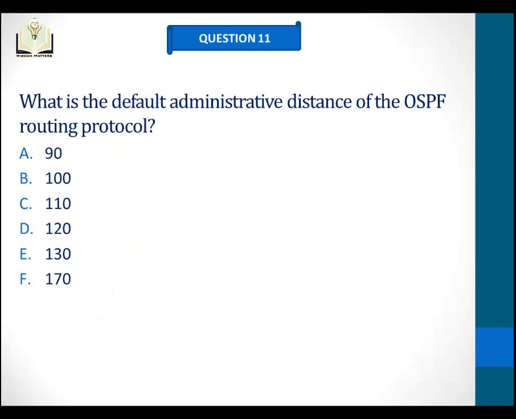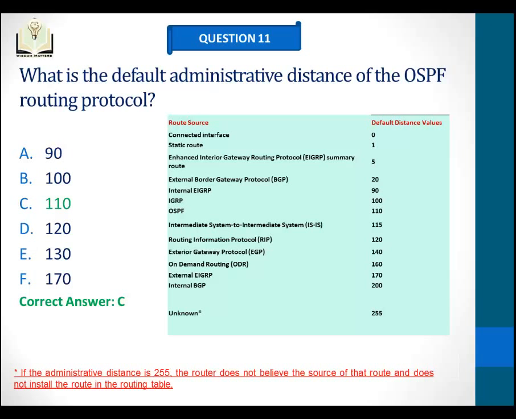What is the default administrative distance of the OSPF routing protocol? 90, 100, 110, 120, 130, or 170? And the correct answer is C, 110. Please remember, study, and keep these numbers at the tip of your finger. It's very important, and you may get a lot of questions related to this table.